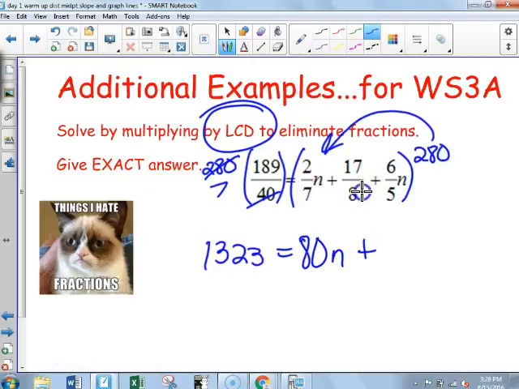All right, I don't know this one. 17 times 280 divided by 8, or 17 divided by 8 times 280. And then 6 times 280 divided by 5? 330? 336. That one has an n. Now, is that solvable easily? Yeah. It isn't necessarily going to come out nice, but you could leave it an improper fraction, okay? If it doesn't come out nice.